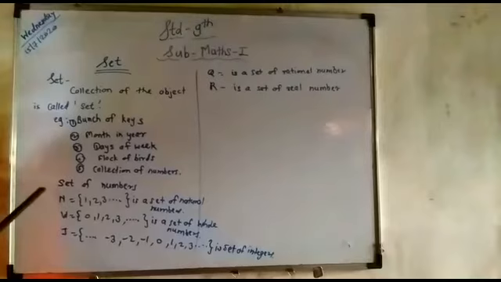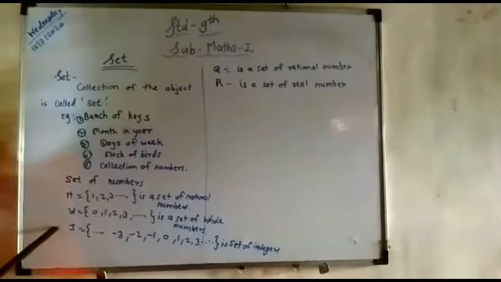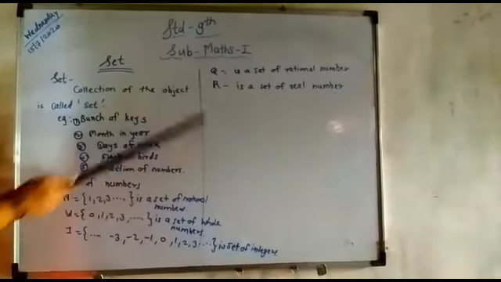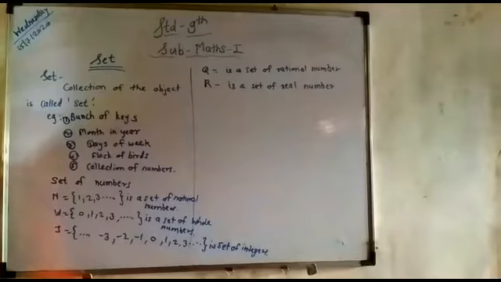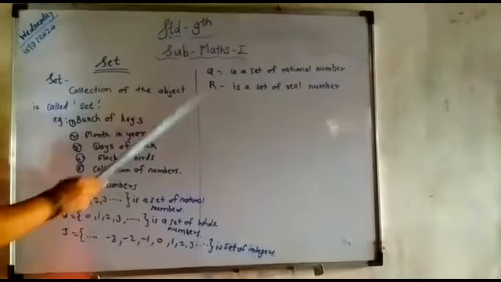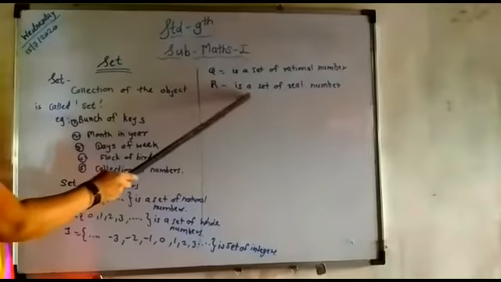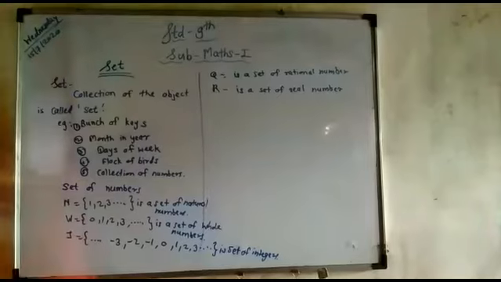Natural numbers, whole numbers and integers are sets of numbers. Then Q is the set of rational numbers. For example, 2 upon 3, 4 upon 4, 4 upon 3, 4 upon 1. These are rational numbers. R means real numbers. R is the set of real numbers.